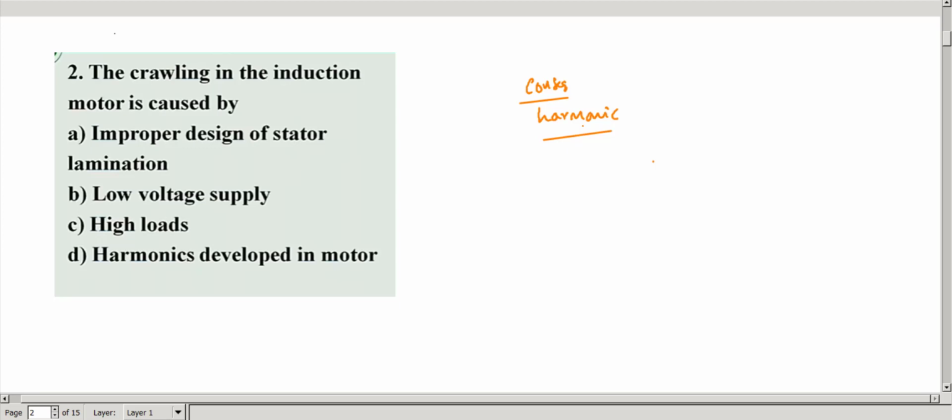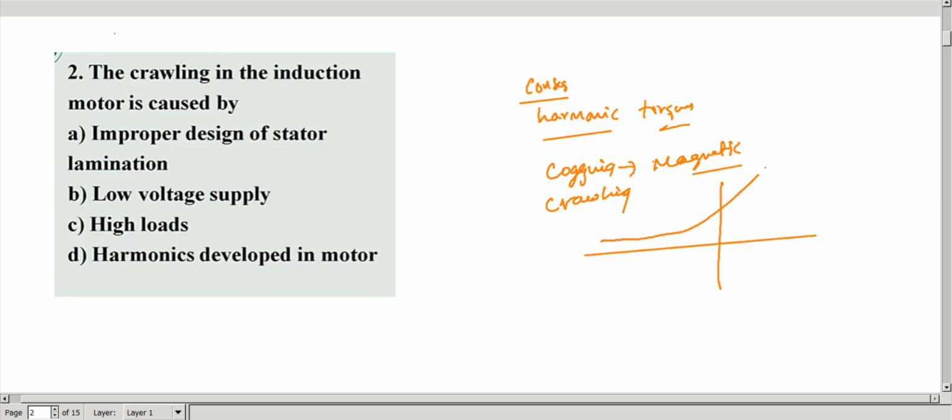What are the consequences that occur due to the harmonic torques? Harmonic torques, that is cogging and crawling. Cogging means you have a magnetic locking. Crawling means that is the rotor. If you see here, this is the torque slip characteristic of induction motor. Crawling occurs at 1/7 of the synchronous speed, so Ns by 7 and Ns by 5.